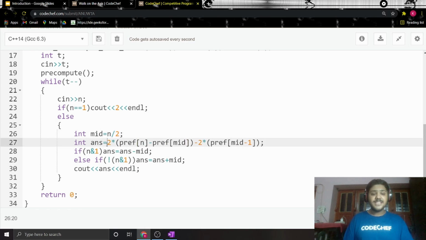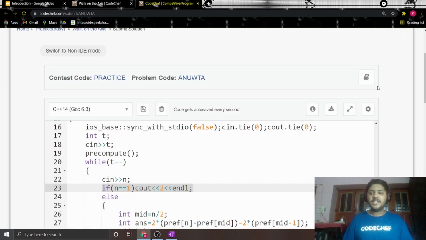Now, as I told you, the numbers ranging from middle plus 1 till n would be taken 2 times as positive numbers. So prefix of n minus prefix of mid, multiplied by 2, and the numbers which are less than mid, which are from 0 to mid minus 1, will be taken 2 times as negative numbers, minus 2 times prefix of mid minus 1. And the number mid itself would be taken as a negative number only once if n is odd, and as a positive number only once if n is even. After this, we would print the answer, and I would separately handle the test case for which n is equal to 1, and the answer for that test case would be equal to 2.